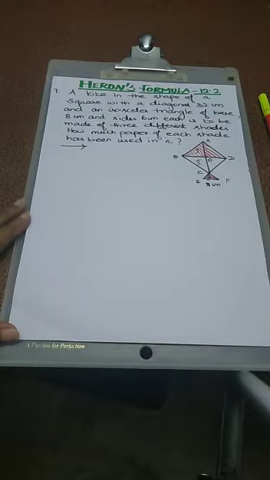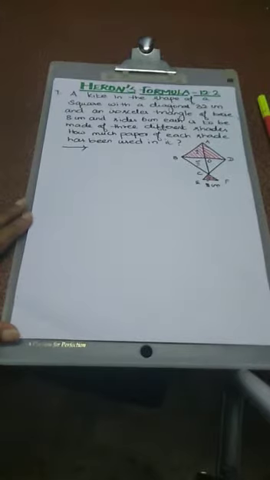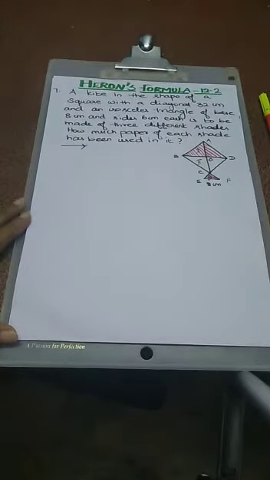Exercise 12.2 continuation only, 7th problem. A kite is in the shape of a square with a diagonal of 32 cm and an isosceles triangle of base 8 cm and side 6 cm. Each is to be made of 3 different shades. How much paper of each shade has been used in it?